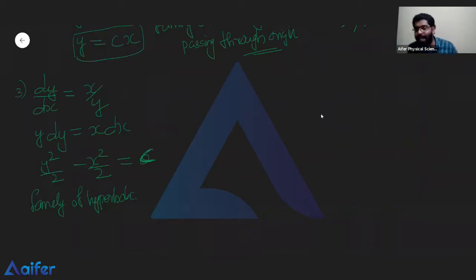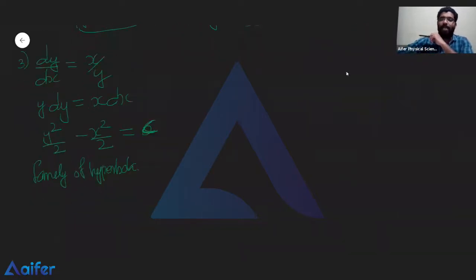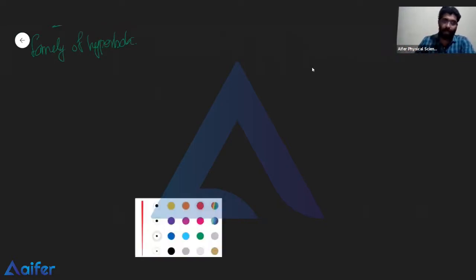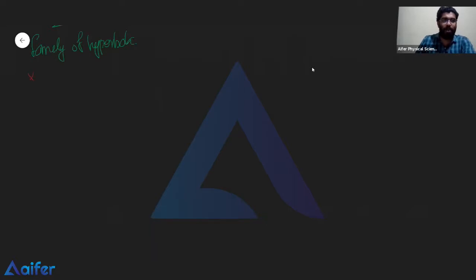I hope the idea is clear for you. If you are given a curve, just simplify it, and the solution will be something like y equal to x form, and that will represent a family of curves. Now, by keeping this idea in mind, we can move to a new concept which is important from the exam point of view also, which is orthogonal family of curves.